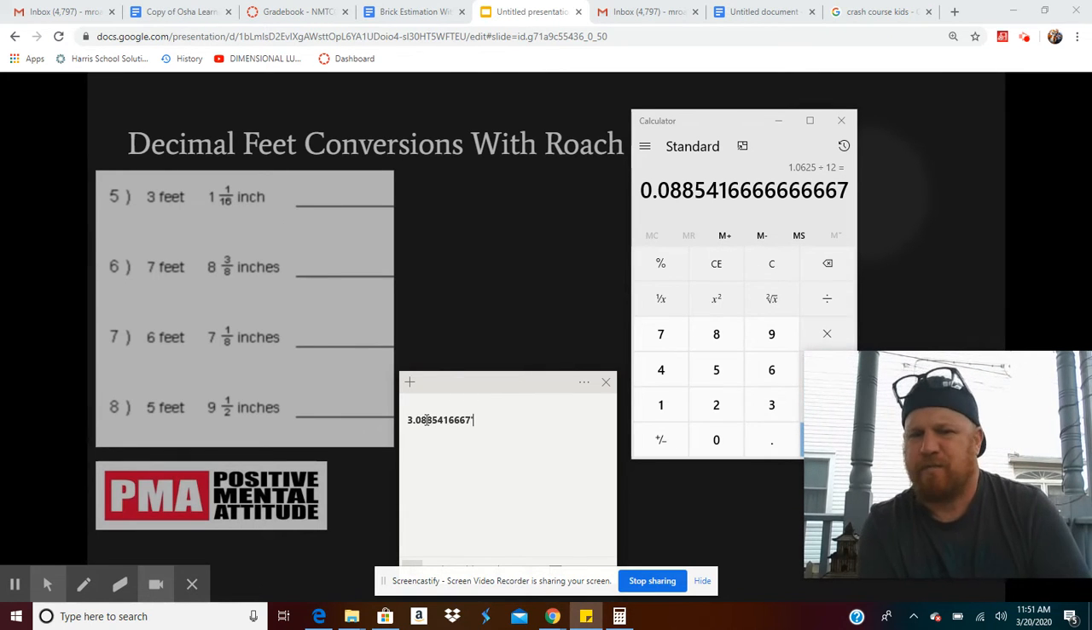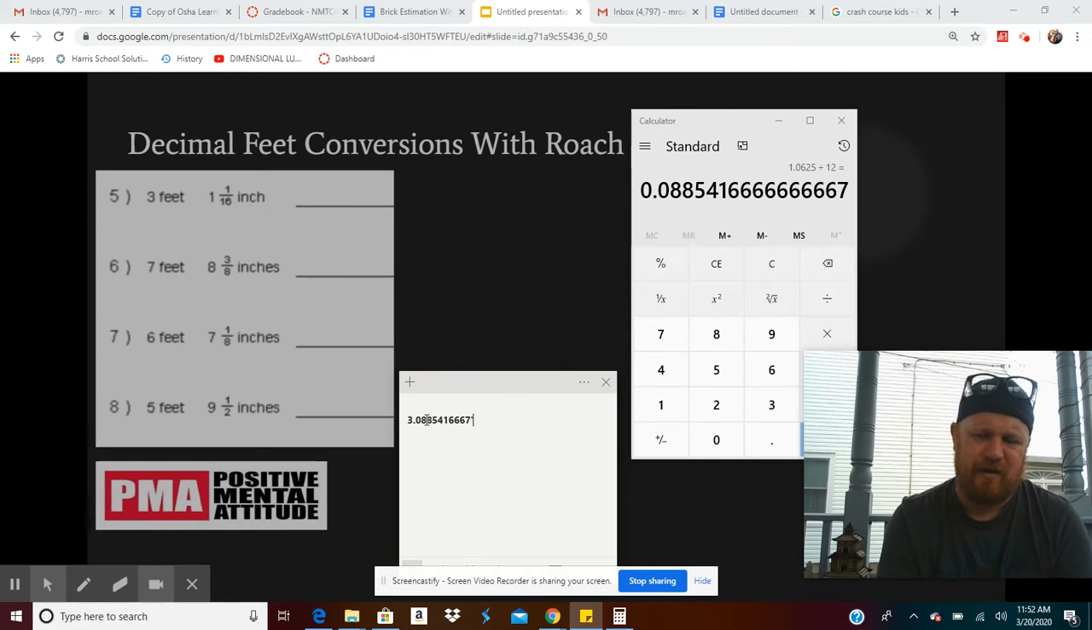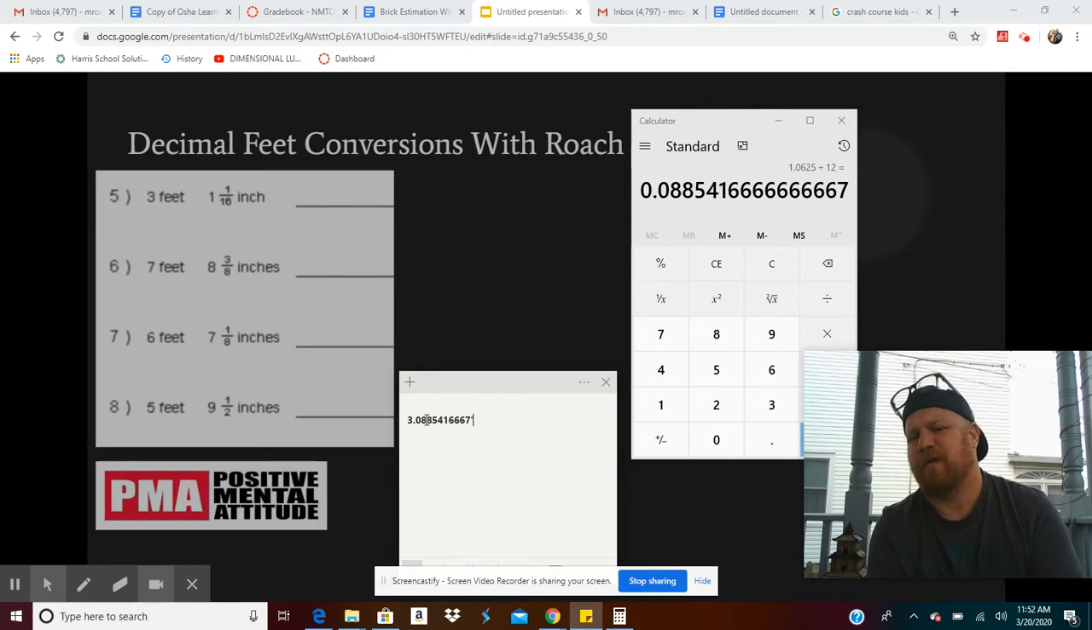And the solution for this problem would be 3.08854166667 decimal feet. Right now, you're like, oh, that's a big number. It is what it is. This is going to help you not only learn how to calculate the amount of concrete needed for a project easily, but it's also going to help you with complicated rafter calculations, which we're going to get into later in your junior and your senior year.